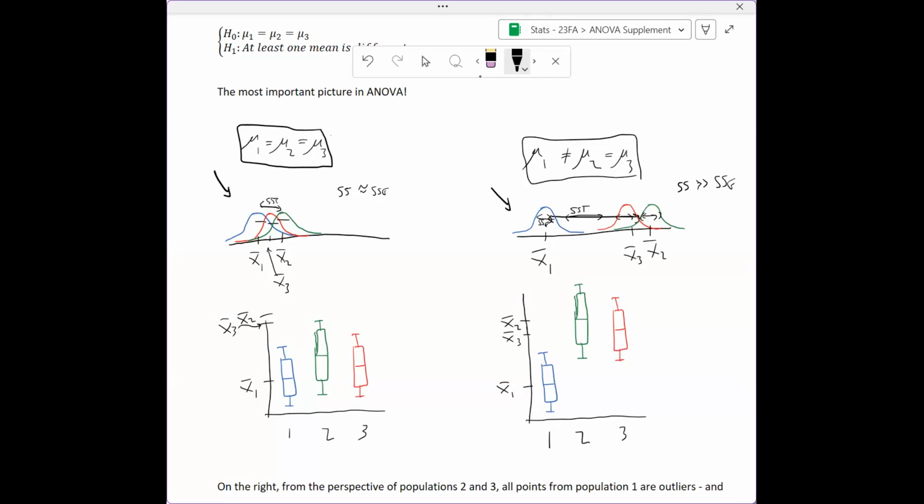Just looking at this, we can see that in the top left scenario, the null of the means being the same, mu1 equals mu2 equals mu3, would be a pretty reasonable hypothesis to stick with, right? Getting an X bar 1 that's a little lower and an X bar 2 that's a little higher could easily have occurred by sampling error. But the top right is probably much less likely, right? To get an X bar 1 that was this far away from X bar 2 and X bar 3 doesn't seem likely to have occurred by sampling error.